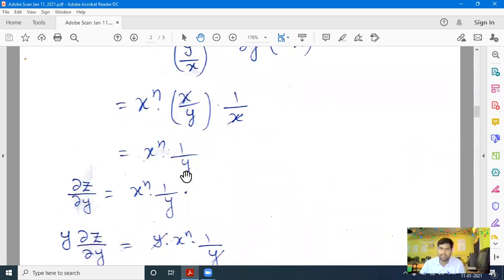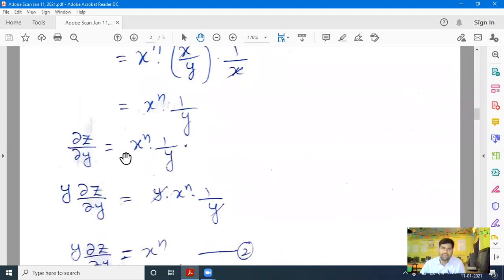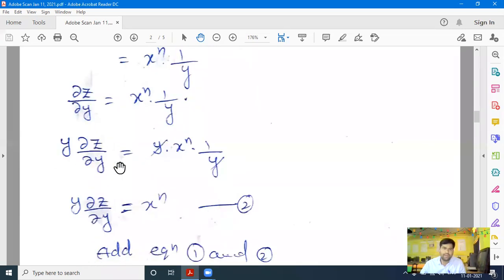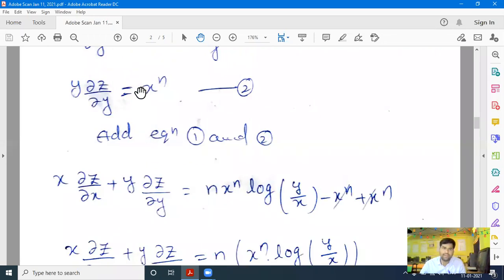That is equal to x to the power of n into 1 by y. So ∂z/∂y is equal to x to the power of n into 1 by y. So y into ∂z/∂y is equal to y into x to the power of n into 1 by y. So this y will get cancelled. So y into ∂z/∂y is equal to x to the power of n. So this is equation number 2.